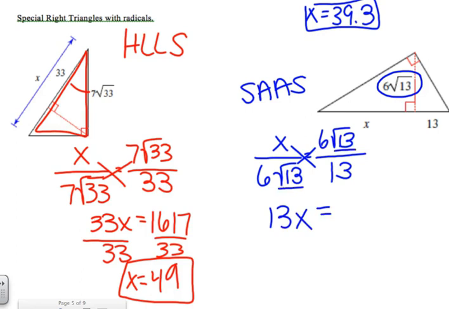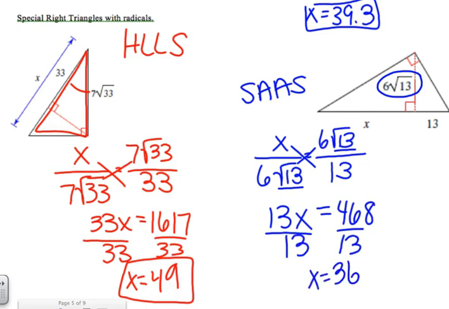Now, in your calculator, square root of 13 times square root of 13 is 13. So you're going to do 13 times 6 times 6 to get 468. Divide by 13, and you would get 36. Okay? So again, these look harder because they have a square root, but once you figure out which relationship to use and then solve it, it's not so bad. Okay? All right. Why don't you try the next two on your own?